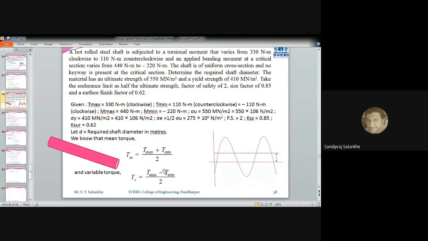First of all, calculate T mean and T maximum. Anybody has calculated it? 110. 110. What is the unit for that? Newton meter. Newton meter? Newton meter.